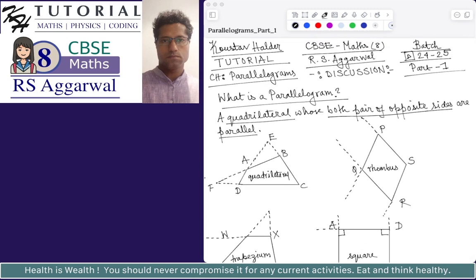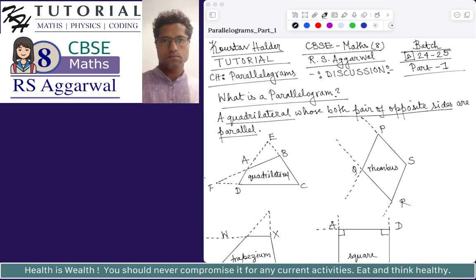So previously, just before this, I have completed the chapter on quadrilaterals, and before that, I have completed the chapter on polygons. It is highly recommended that you should have a good concept about polygons and quadrilaterals, because a parallelogram is purely based on quadrilaterals and polygons and their properties.